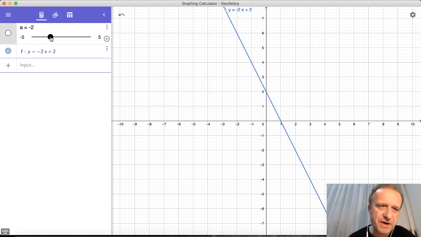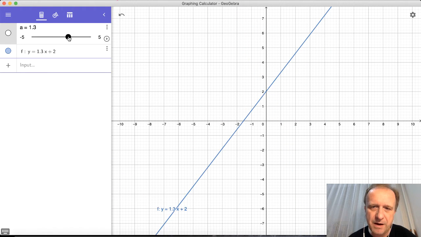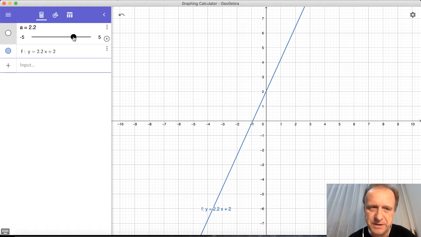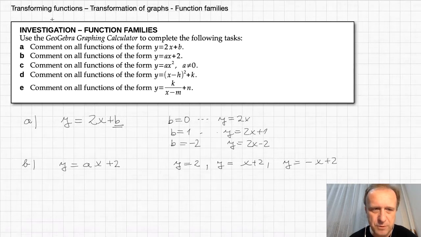So all these functions here, for all the different values of a, are linear functions. When a is positive, they are strictly increasing. When a is negative, they are strictly decreasing. And the value of a is identical with the gradient of all these functions. Okay, so this is what we can comment on this family.